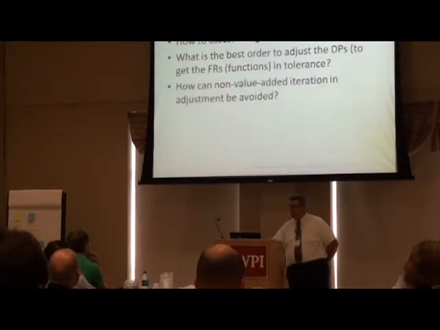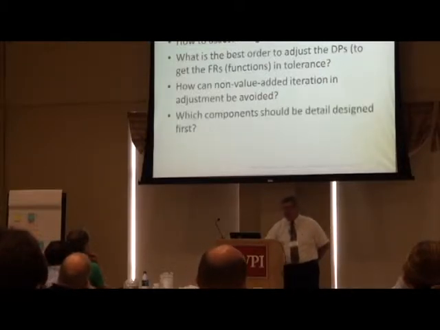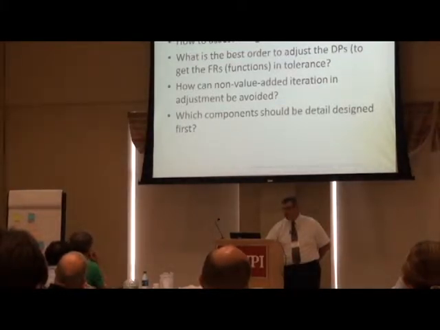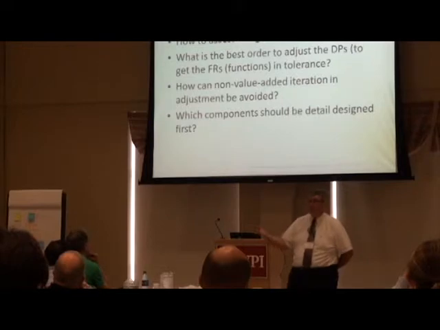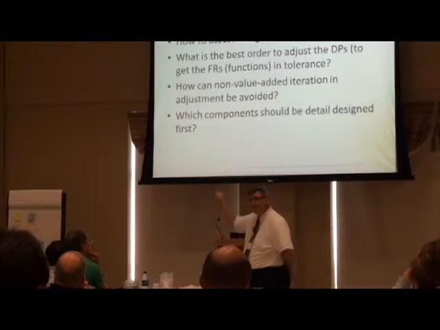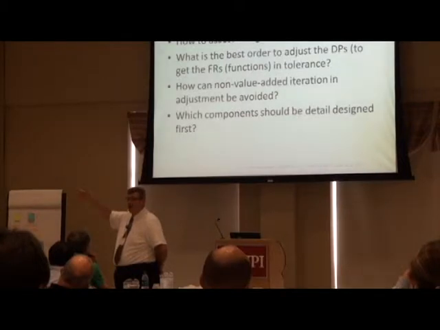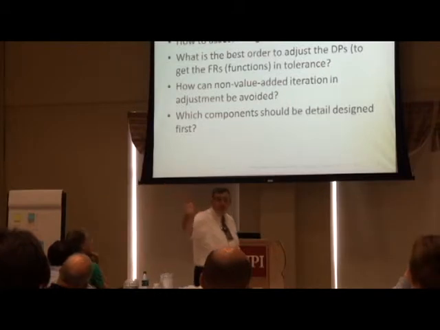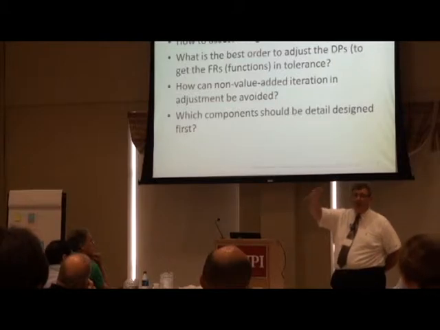Okay, so can we minimize non-value added iteration in our designs, which would be good, and which components should be detailed designed first? What should be designed first? Probably the most important thing in the design. But how do we know what is the most critical part of the design? What's the most important part of a design in axiomatic design? Function. Function, okay. Is the top level more important than level 1 or level 2 or level 3?